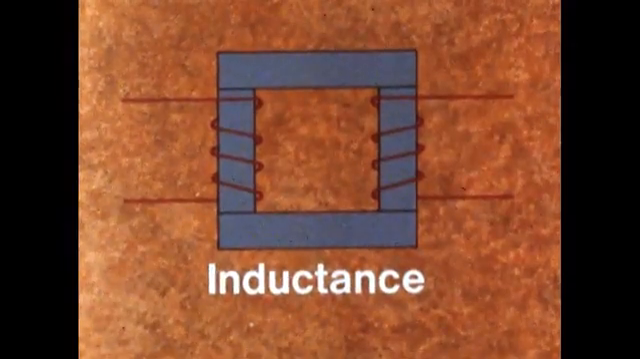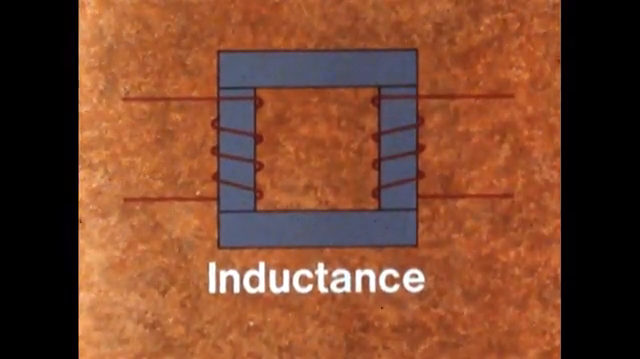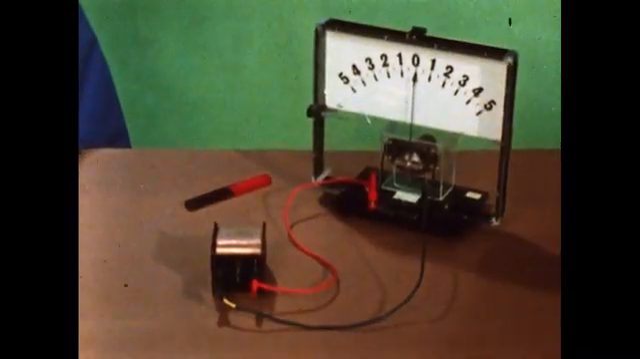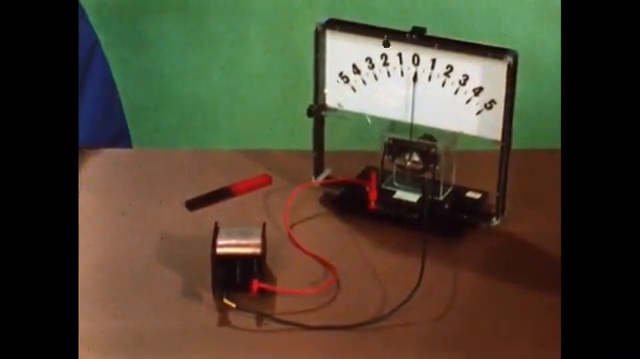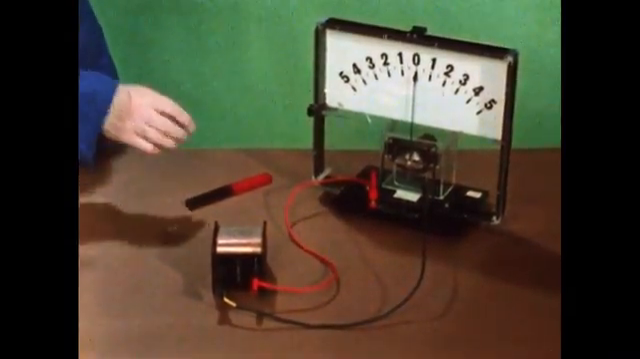We've thought about alternating current, and we will now be seeing how it makes transformers possible. But to do so, we must first think about inductance. First, a simple experiment. Here a coil is connected to an instrument for measuring current.